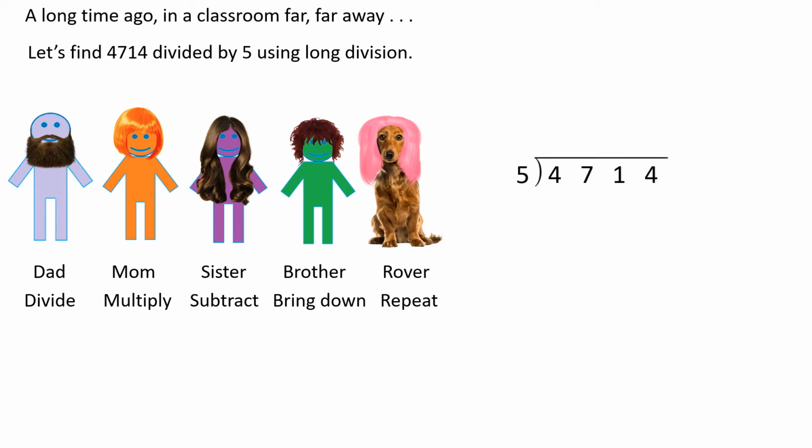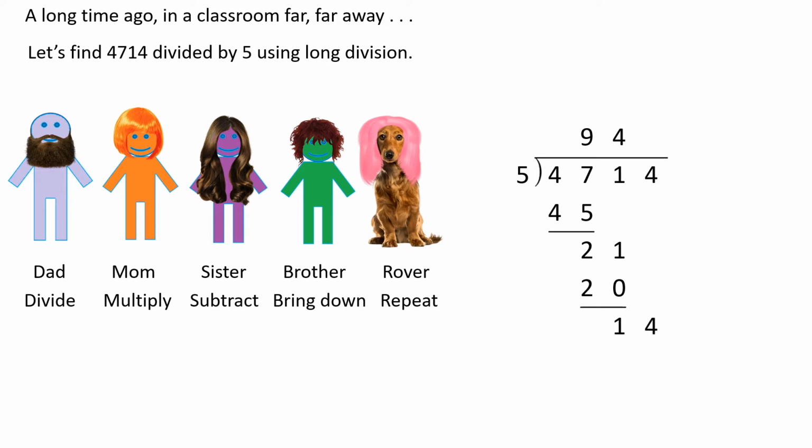Okay, so how do I do long division? Well, Dad says divide. How many times does 5 divide into 47? 9. Okay, Mom, multiply. 9 times 5 is 45. Sister, subtract. 47 subtract 45 is 2. Brother, bring down the next number. Rover, repeat. 5 divides into 21 4 times. 5 times 4 is 20. Subtract, I get 1. Bring down, 14.